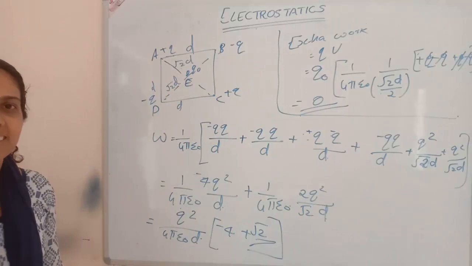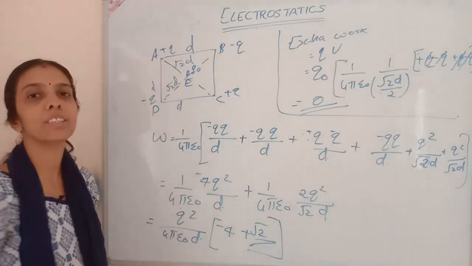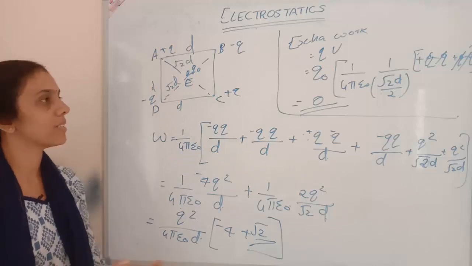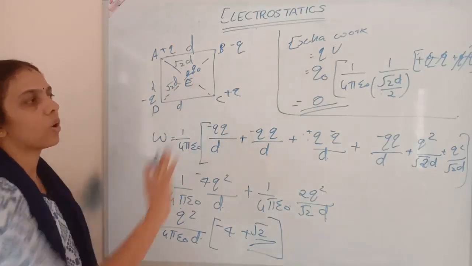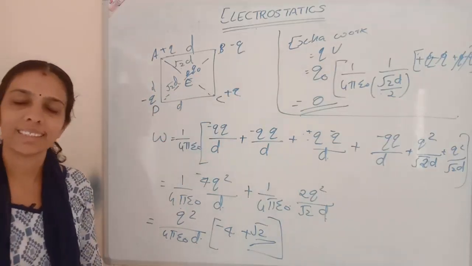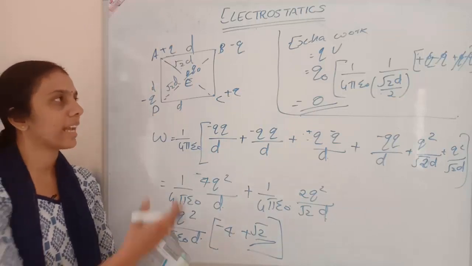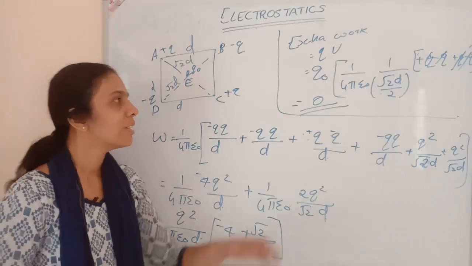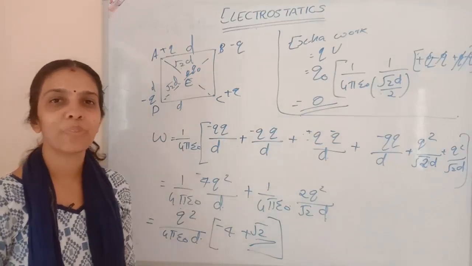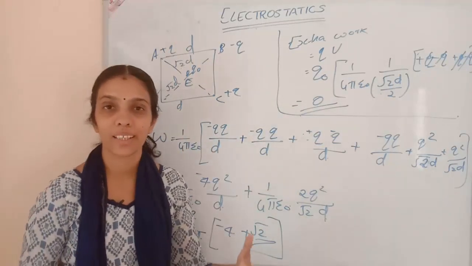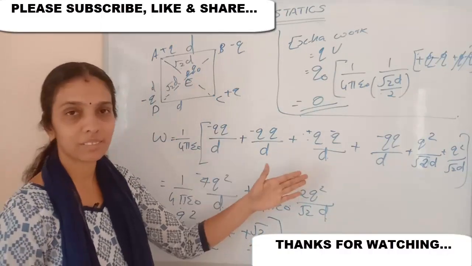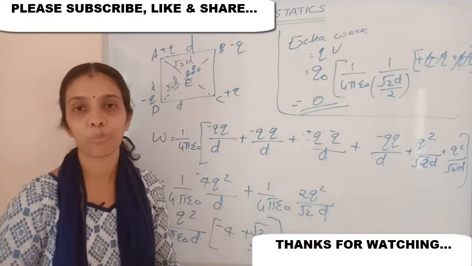So to keep a charge at the center, we need not do any external work. External work is not required here since all the charges cancel out. So the extra work done is equal to 0 in this case. I hope it is clear. We did 3 or 4 questions, but the question I did just before this is an important question.